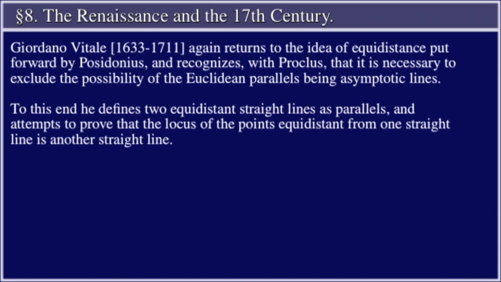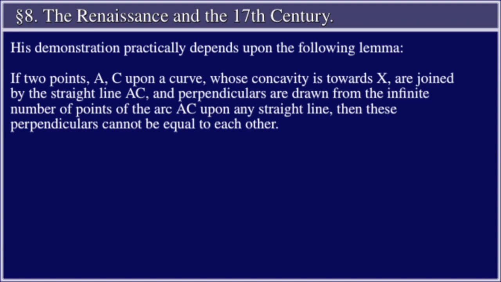Giordano Vitale, 1633 to 1711, again returns to the idea of equidistance put forward by Posidonius, and recognizes with Proclus that it is necessary to exclude the possibility of the Euclidean parallels being asymptotic lines. To this end, he defines two equidistant straight lines as parallels, and attempts to prove that the locus of the points equidistant from one straight line is another straight line. His demonstration practically depends upon the following lemma.